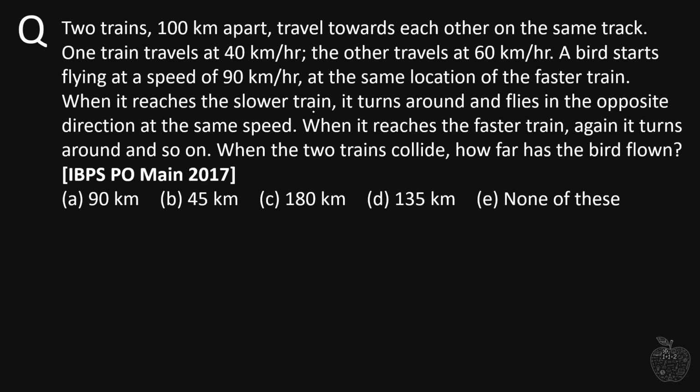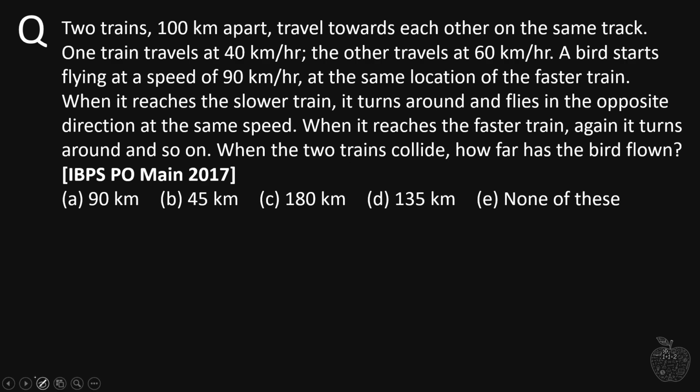When it reaches the slower train, it turns around and flies in the opposite direction at the same speed. When it reaches the faster train, again it turns around and so on. When the two trains collide, how far has the bird flown?